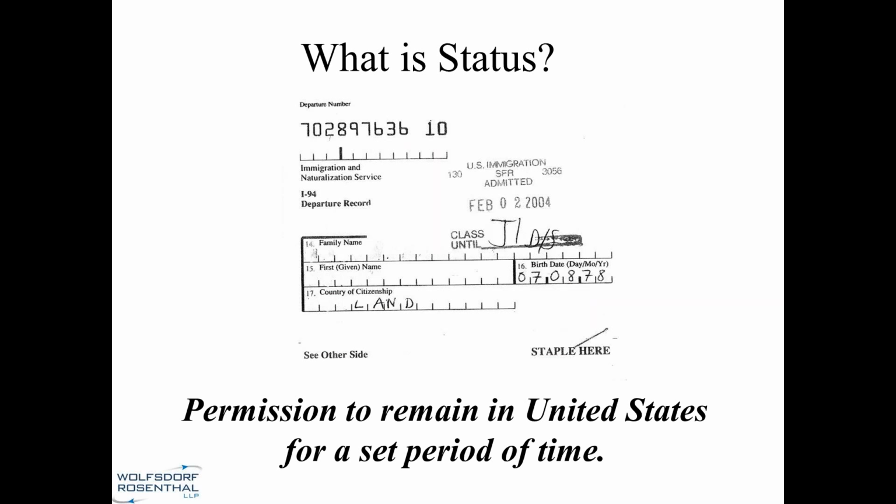And so what is status? Well, you see here a copy of the paper I-94, which is issued by Customs and Border Protection, or CBP. Now, these paper forms are typically now only given out at the land port of entries. At the airports, they are just stamping the admission stamp in your passport, and you have to go online to cbp.gov to print out your paper I-94.